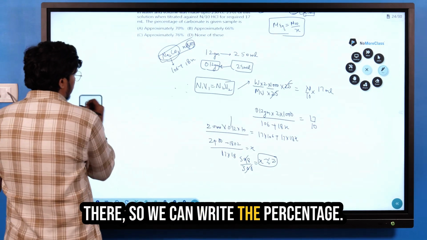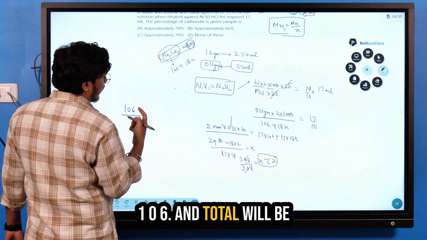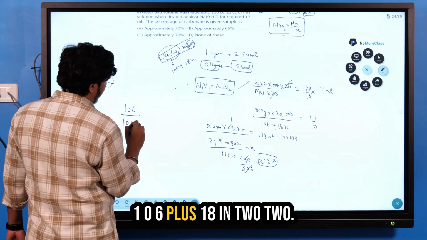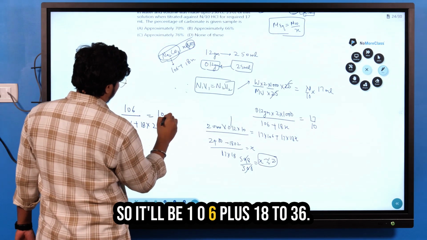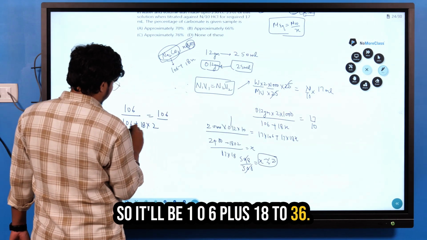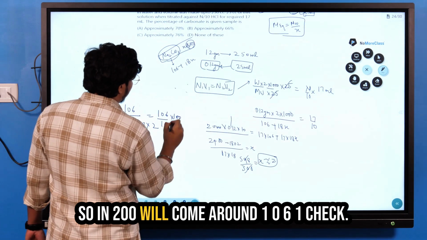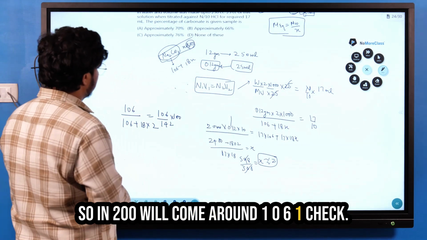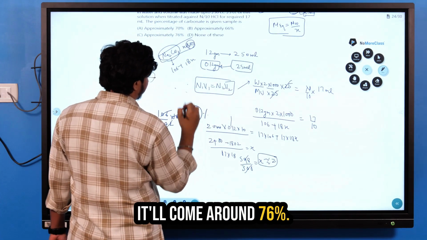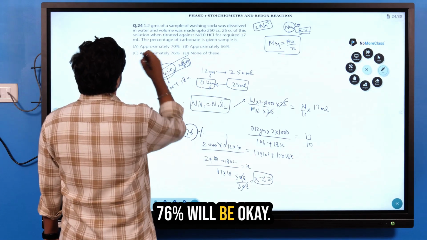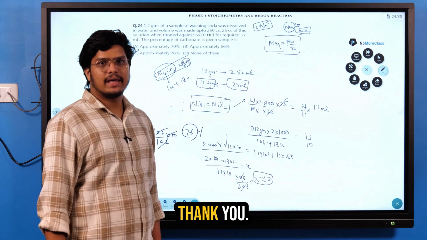So we can write the percentage of carbonate: the molecular weight of carbonate is 106 and the total will be 106 plus 18 into 2. 18 into 2 is 36, so it will be 142. So 106 upon 142, into 100, will come around 76%. Okay, that is the answer: approximately 76% carbonate will be present in this sample. Thank you.